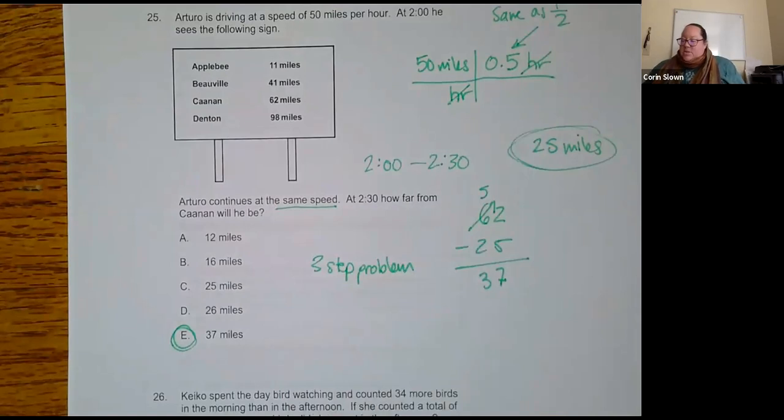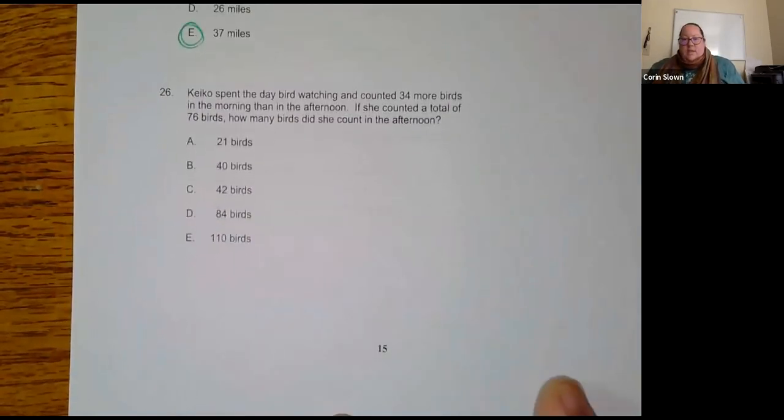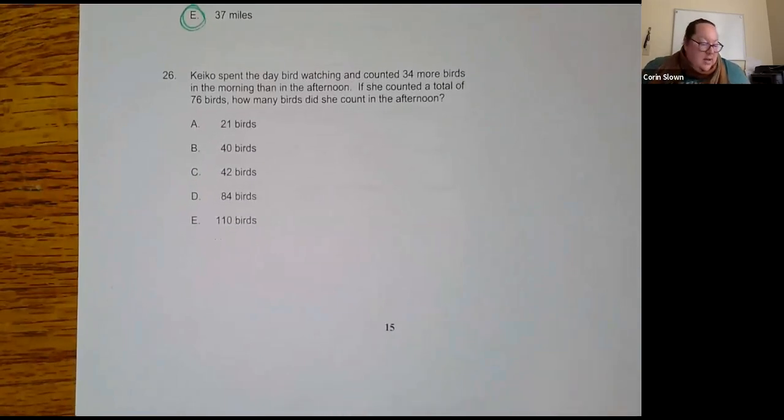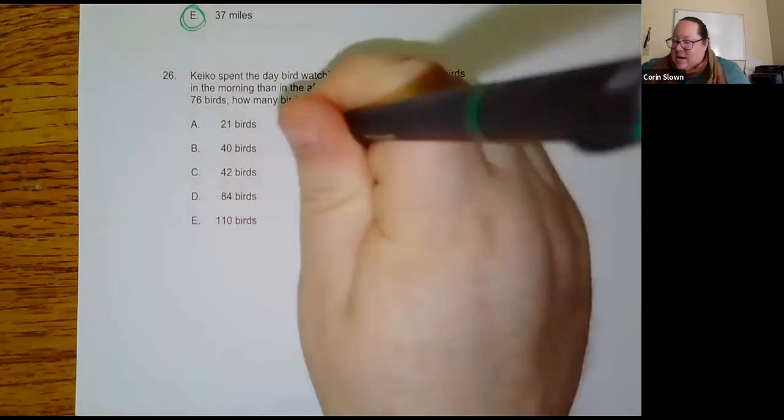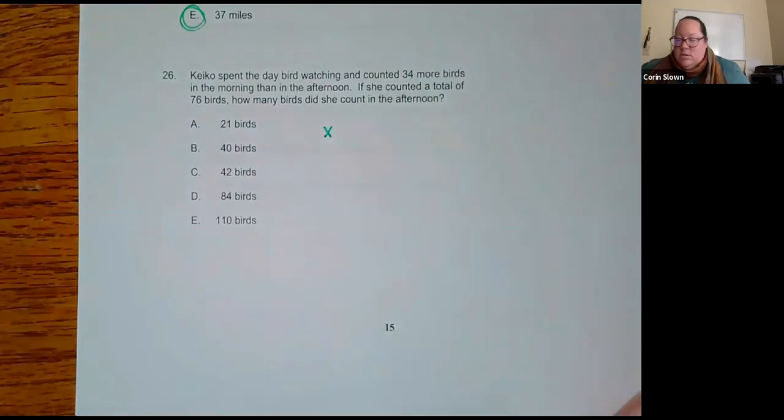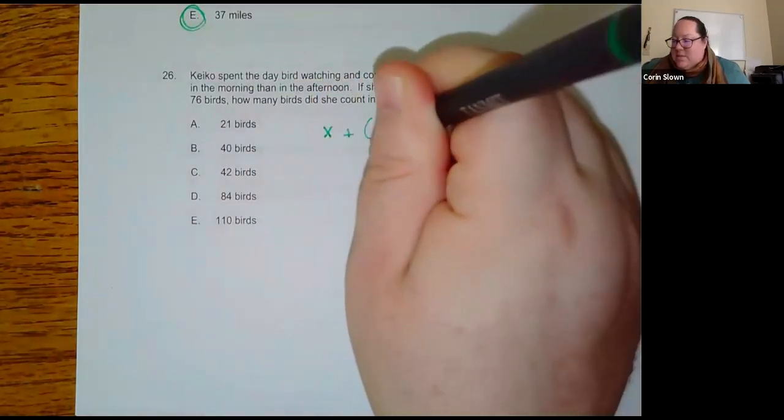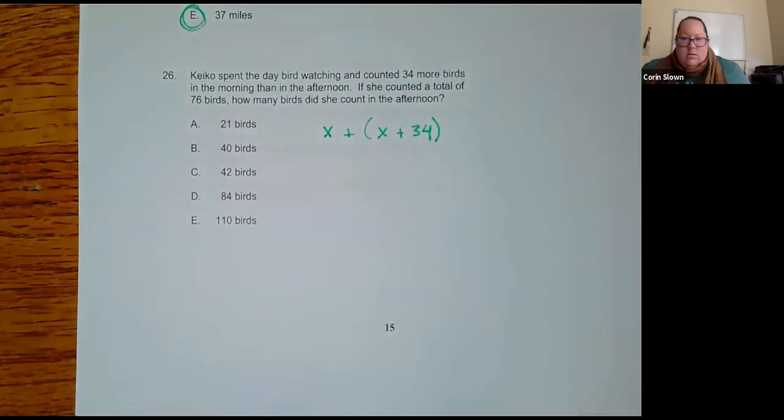Okay, let's take a look at 26. Keiko spent the day bird watching and counted 34 more birds in the morning than in the afternoon. If she counted a total of 76 birds, how many birds did she count in the afternoon? So a good way to think about this problem, right, is the missing. So 34 more birds in the morning than in the afternoon. So x is our afternoon, right? And x plus 34 is our morning.